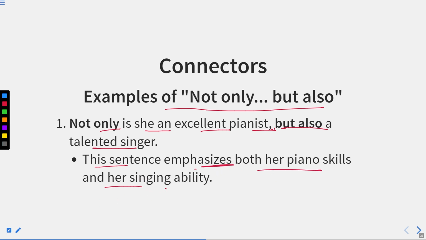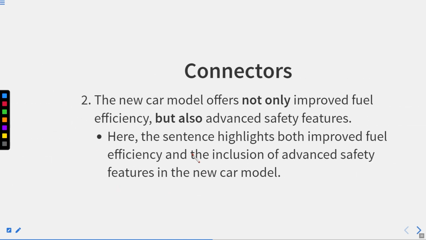Okay, the sentence emphasizes, it means if we see the example over here, this is talking about she who is an excellent pianist. So it emphasizes the quality of both of her skills, that she knows how to play the piano, but also a talented singer. So she can sing also. Okay, so this singing ability can also be seen in this sentence.